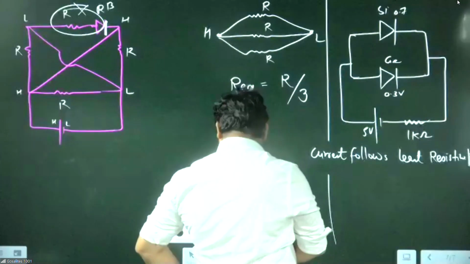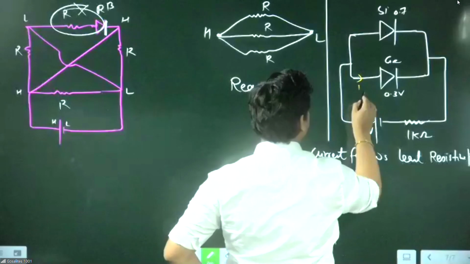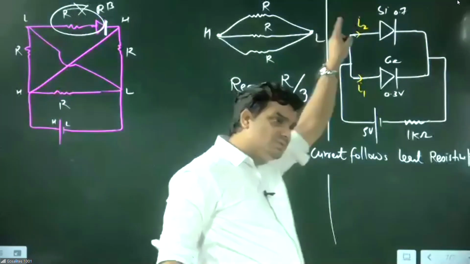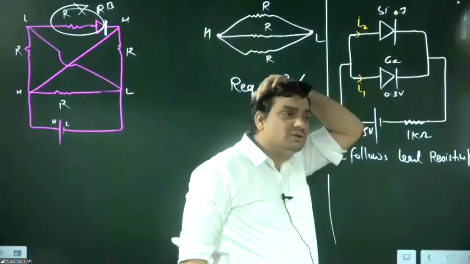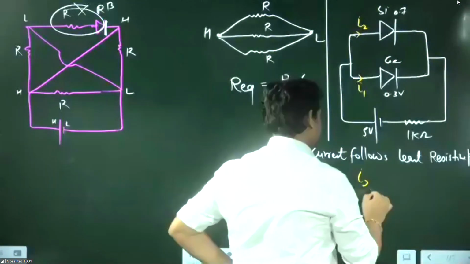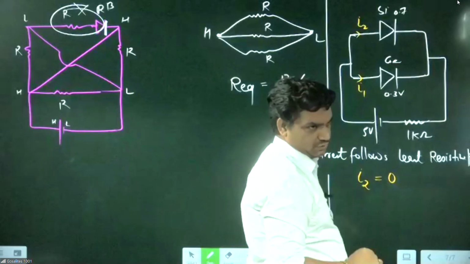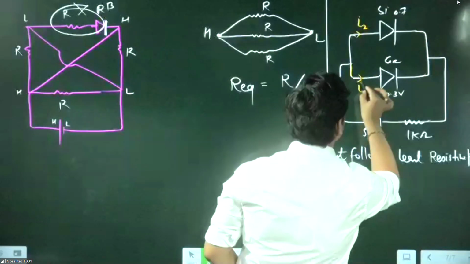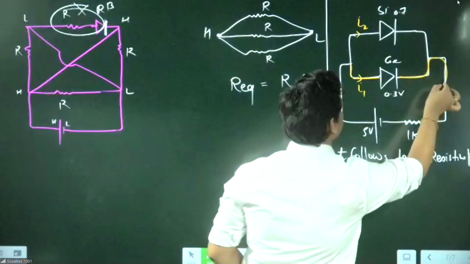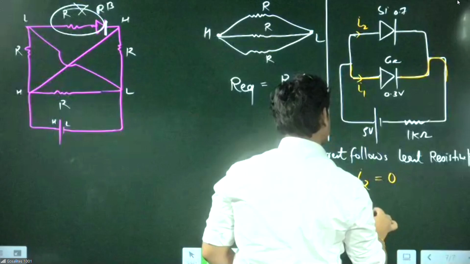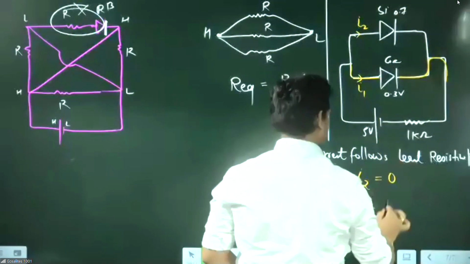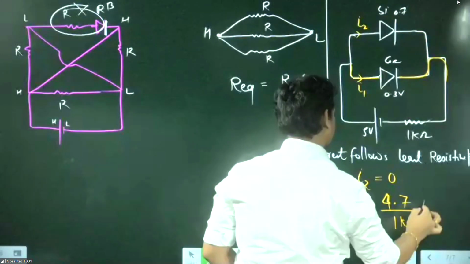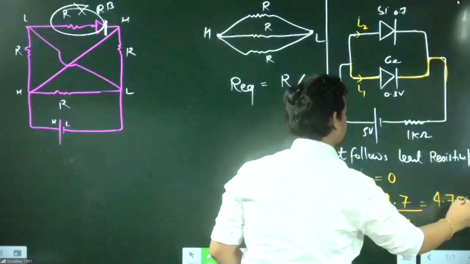So I need to find your I1 and I2. I am giving here that this is the I1 and this is the I2. If current will not be going through silicon, we can write here I2 will be how much? I2 is 0. And I1 is current going through this path only. Then I1 will be, how much loss happened? 0.3. So we can say 4.7 divided by 1 kilo ohm. Answer becomes 4.7 milliampere. Clear?